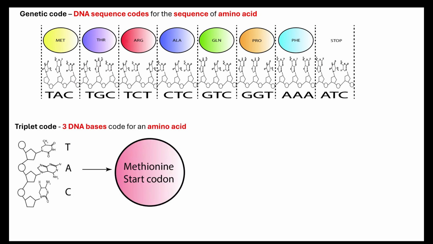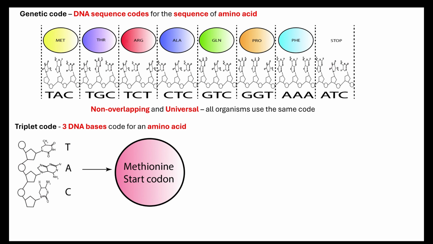Now, we know that our genetic code comes in what's known as a triplet code. So there are 3 DNA bases that code for one amino acid. As you can see here, thymine, adenine, cytosine, if that is the sequence, that will code for the methionine start codon. The next thing we need to understand is that these triplet codes are non-overlapping.